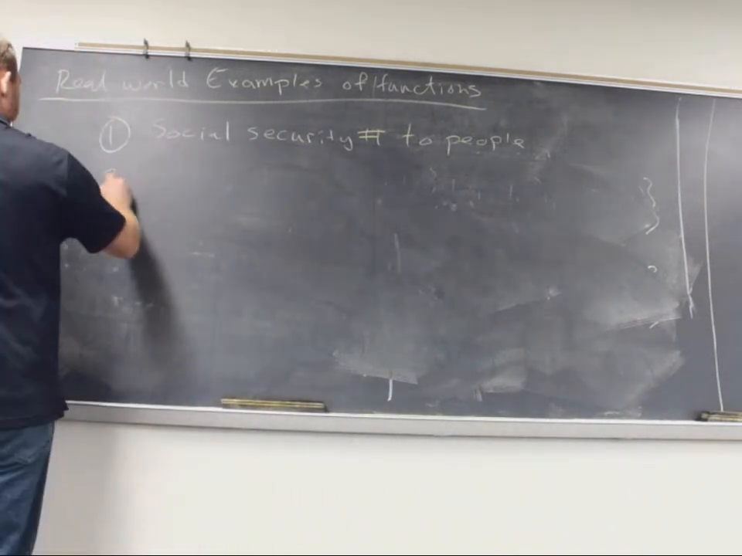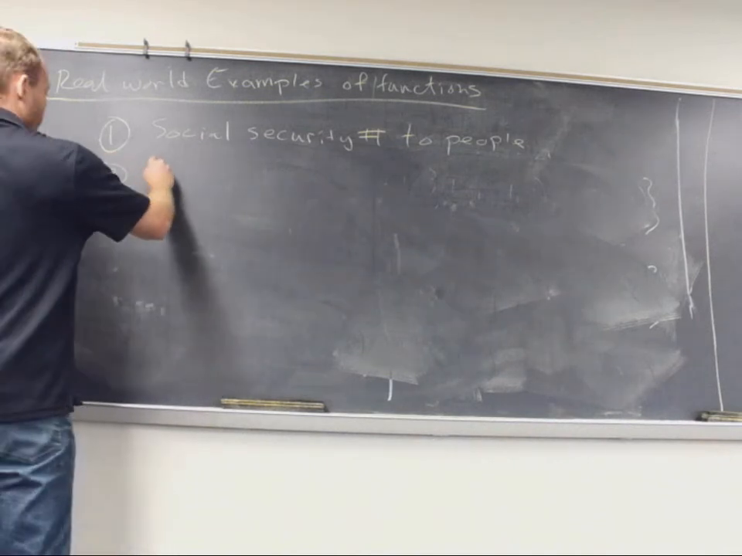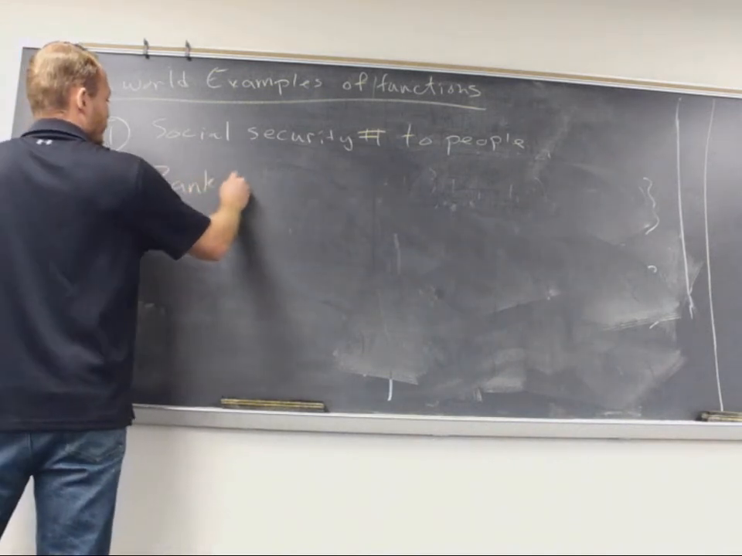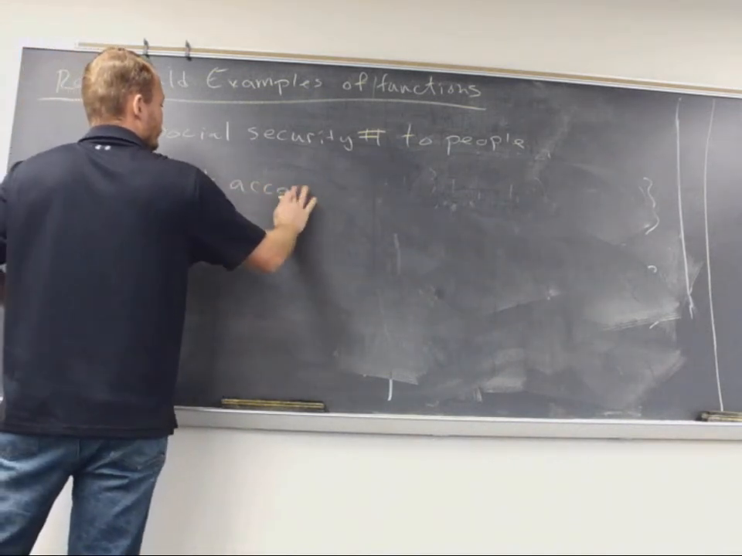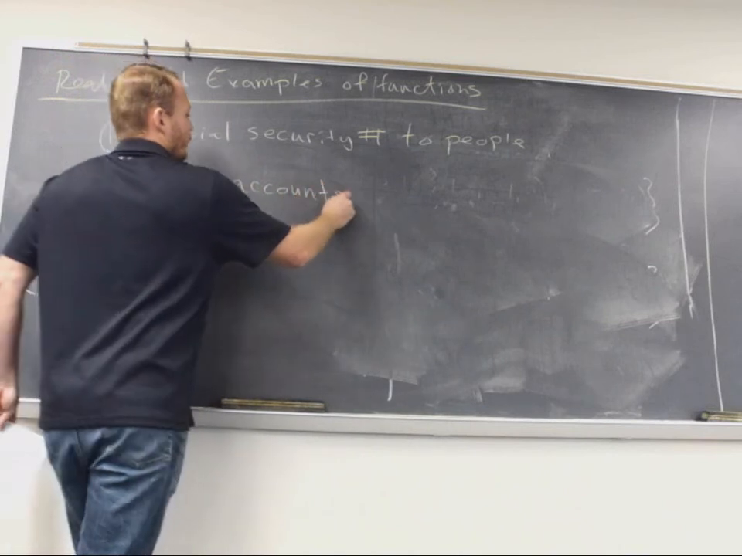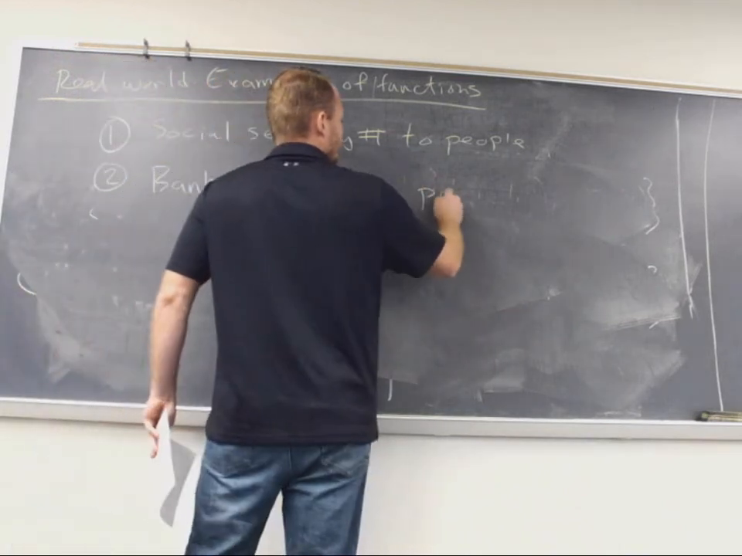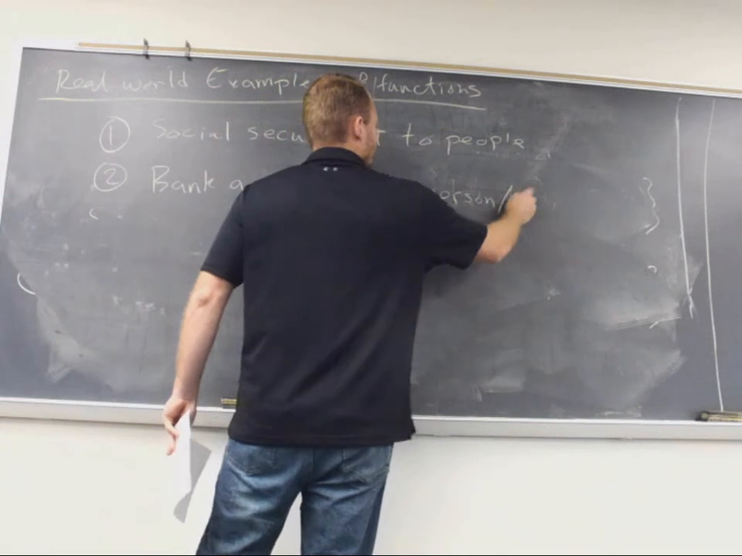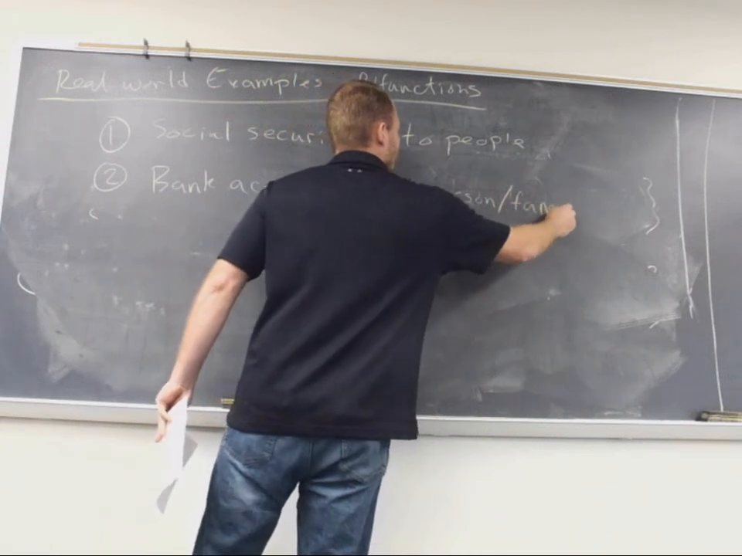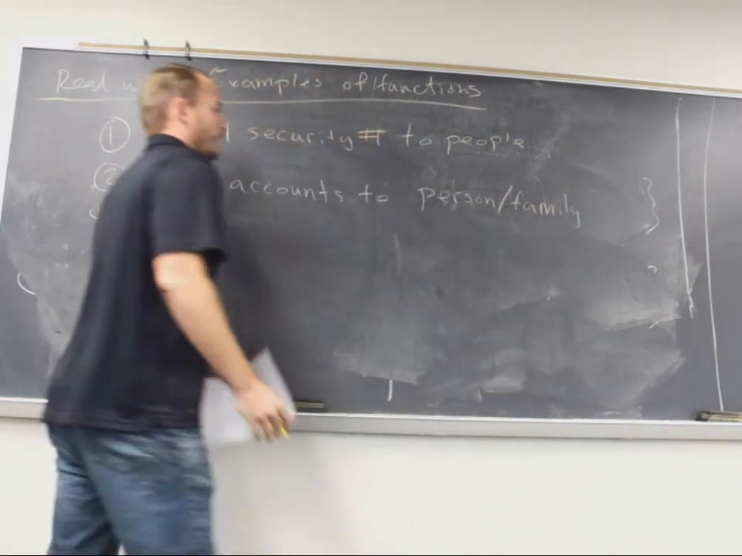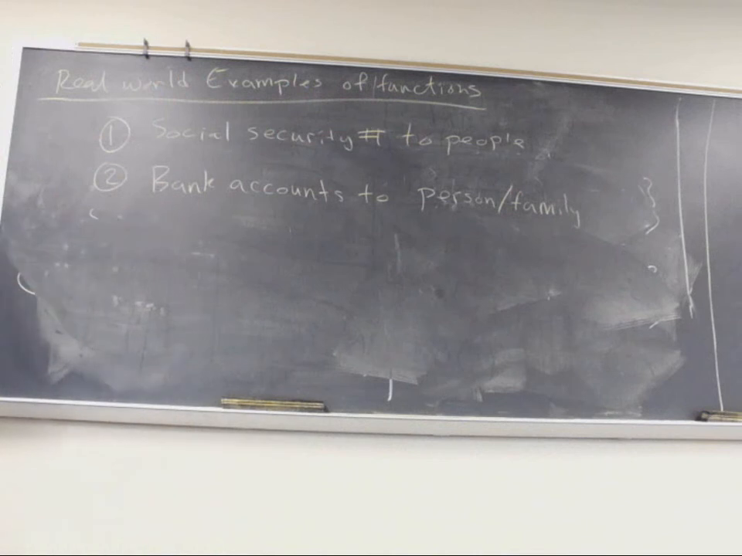Another one is bank accounts to person/family. So you can have one account for a wife and a husband, say.